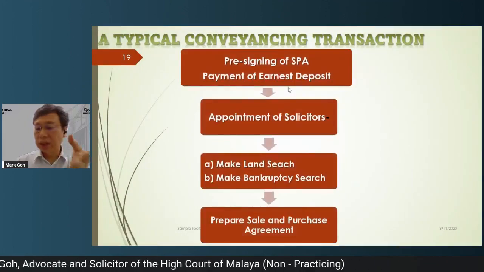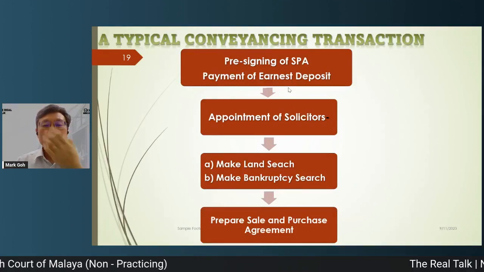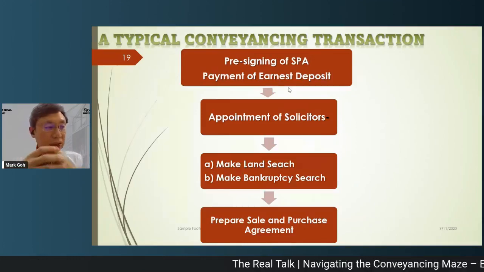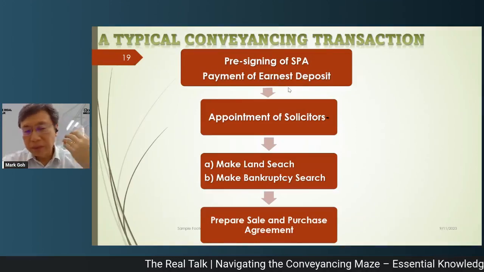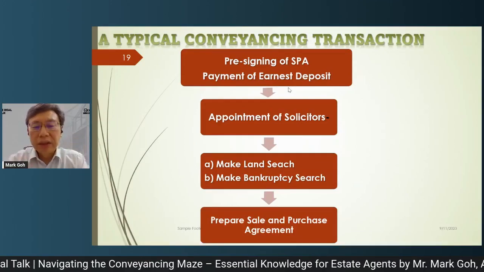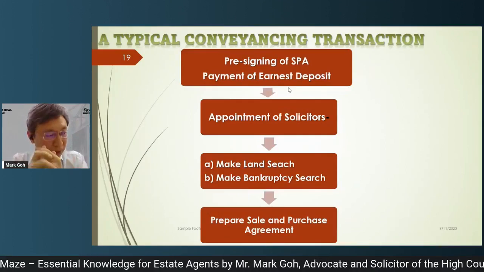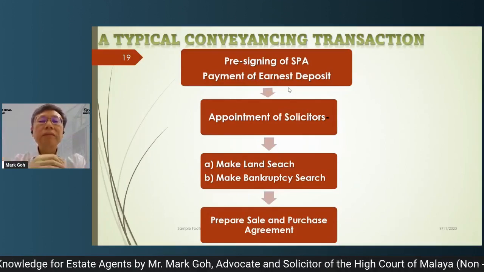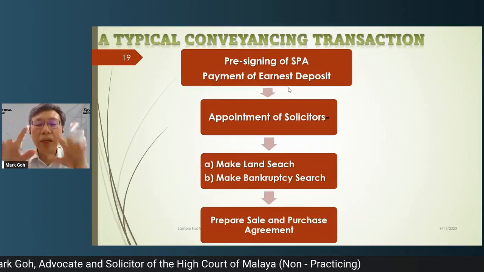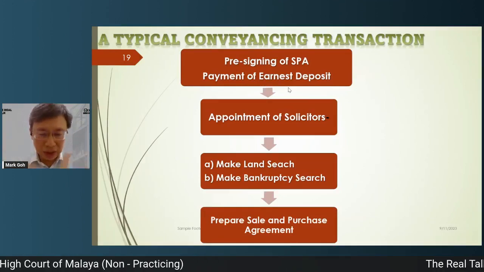Okay, so this is a typical conveyancing transaction. Just show you. There's a pre-signing of the S&P, payment of the earnest deposit. So if the buyer sees, the estate agent comes, appoints, marries the buyer and the seller. This is pre-S&P, payment of earnest deposit first, right? Okay, payment of earnest deposit. Then they will sign the earnest deposit form and all that. So to appoint the solicitors within 7 days, 14 days.